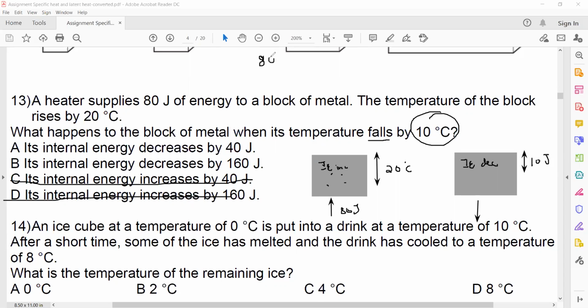You can simply use the ratio or the thermal capacity. If 80 joules is causing a 20-degree change in temperature, then a 10-degree change in temperature is caused by X. Cross multiply, a simple ratio, and you get 40 joules. So 40 joules of energy is removed. That's why A is the correct answer.